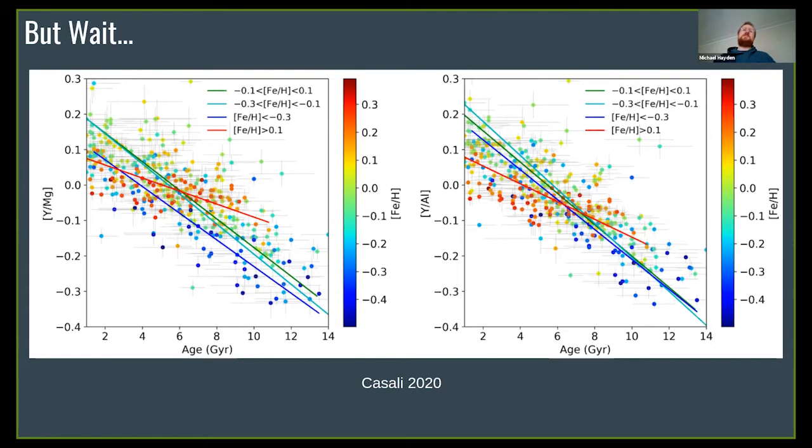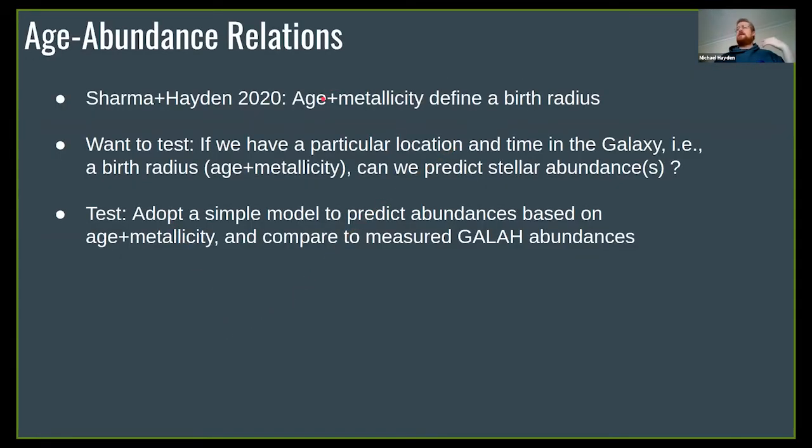So this is something Sanjeev and I wanted to explore. And so we took the idea that the age and metallicity define a birth radius in the galaxy, and then we want to test if we know a particular place and time in the galaxy, like the very inner disk, can we predict how the abundances are going to vary? Do you need any other information? So what we did is we adopted a simple model to predict abundances based on the birth radius, and then we compared those to what GALAH measured to see how much scatter there was about each age abundance relation in different locations in the galaxy.